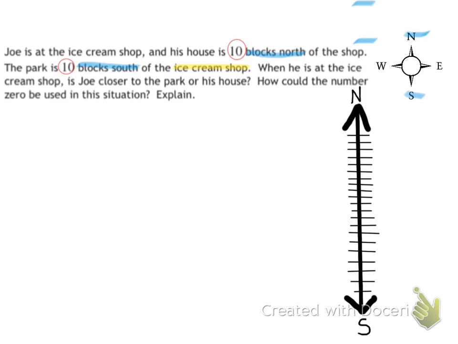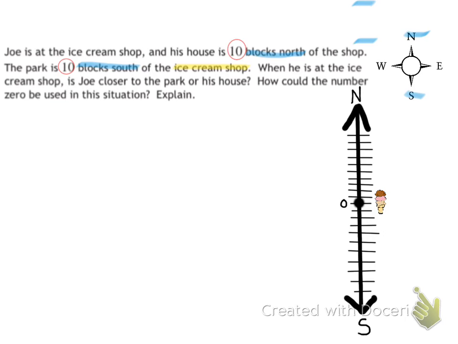So I'm going to start by labeling my number line. And what I see that they have in common is his house is 10 blocks north of the ice cream shop, and the park is 10 blocks south. So that tells me that 0 in this case represents the ice cream shop. So there I labeled my ice cream shop.